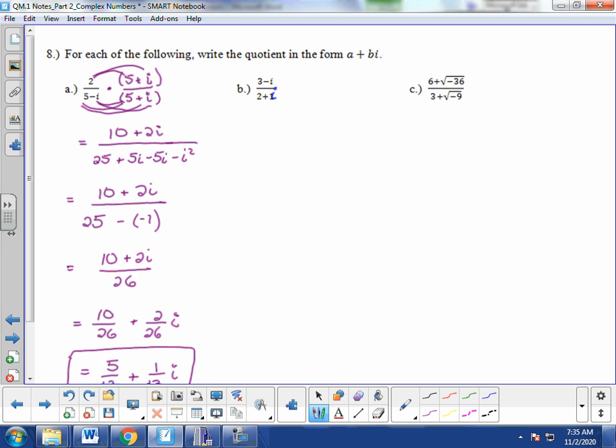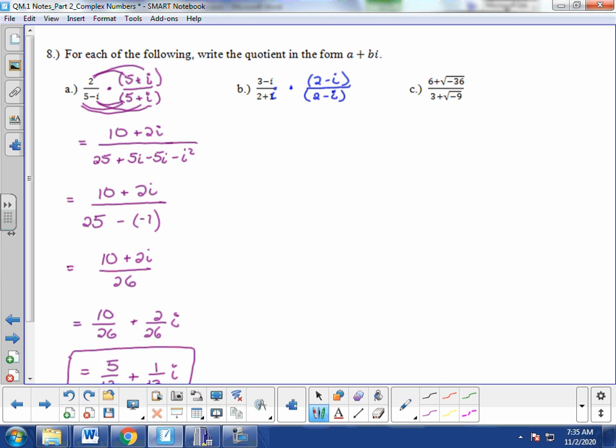Now, if I want to get rid of an imaginary or complex number in the denominator, I need to multiply by its conjugate. So I'm going to multiply by 2 minus i instead of 2 plus i. I need to do the exact same thing to numerator and denominator. So multiply them both by 2 minus i. So what I can do here is some distribution.